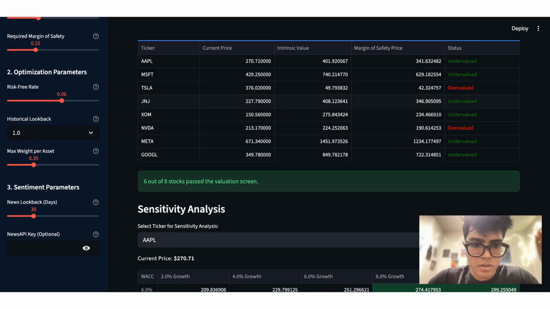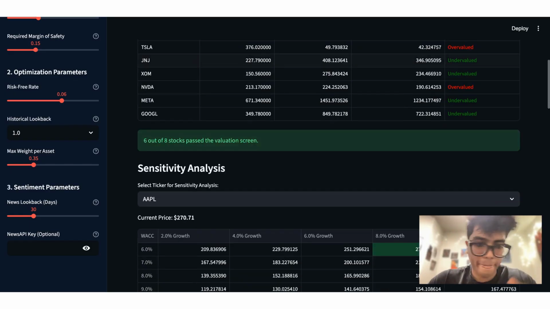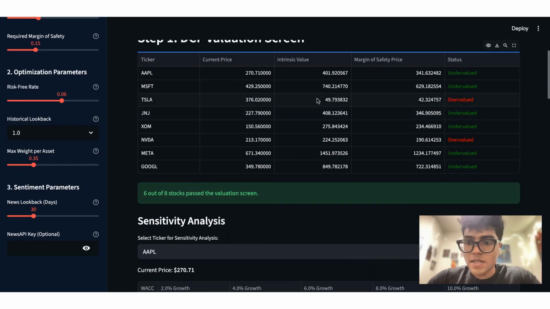J&J also passes as undervalued. Similarly, Nvidia gets flagged as overvalued, given its 15% margin of safety buffer. Hence, it is thrown out. Like that, you can see a couple which have passed. The only ones which haven't passed are Tesla and Nvidia.